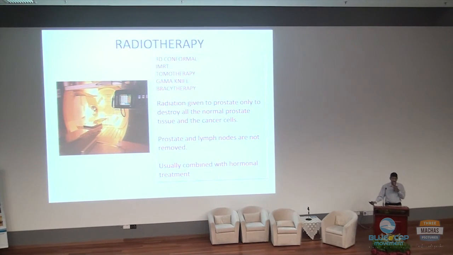If you choose radiotherapy, again you have different types of radiotherapy: 3D conformal, IMRT, tomotherapy, gamma knife, brachytherapy. They're all different types of radiotherapy. But basically, the radiation is given to the prostate gland only, and the radiation will destroy all the normal prostate tissue and also all the cancer cells in the prostate. That's how it works. The prostate and the lymph nodes are not removed, they're still there, but the radiation is supposed to kill off all these cells. In many cases, radiotherapy is usually combined with hormonal therapy, and the hormonal therapy is given sometimes 6 months and sometimes up to 2 years.